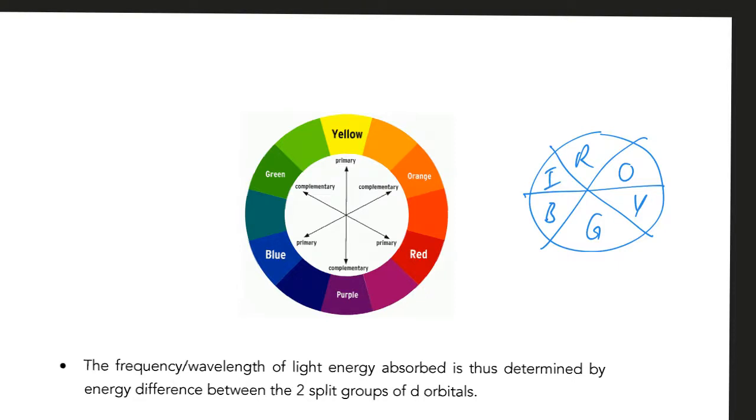So let's say you absorb the red color spectrum during the d-d transition, then the complex will appear green. If you absorb blue, you appear orange.